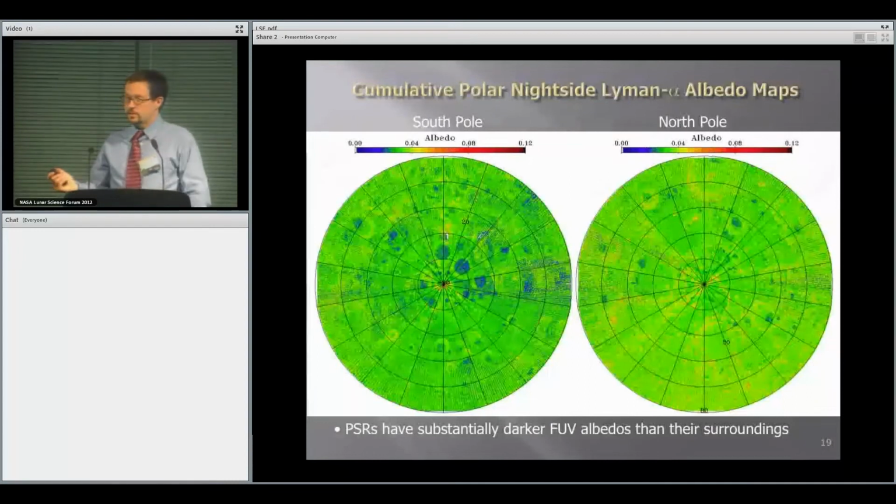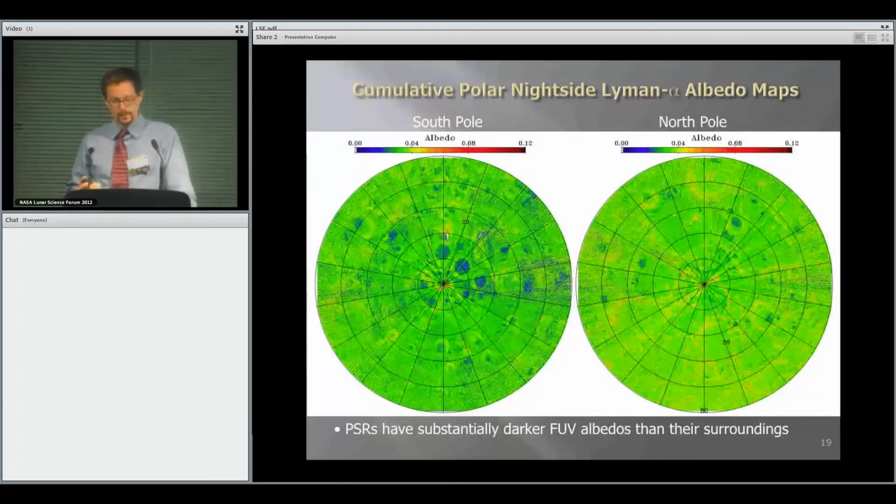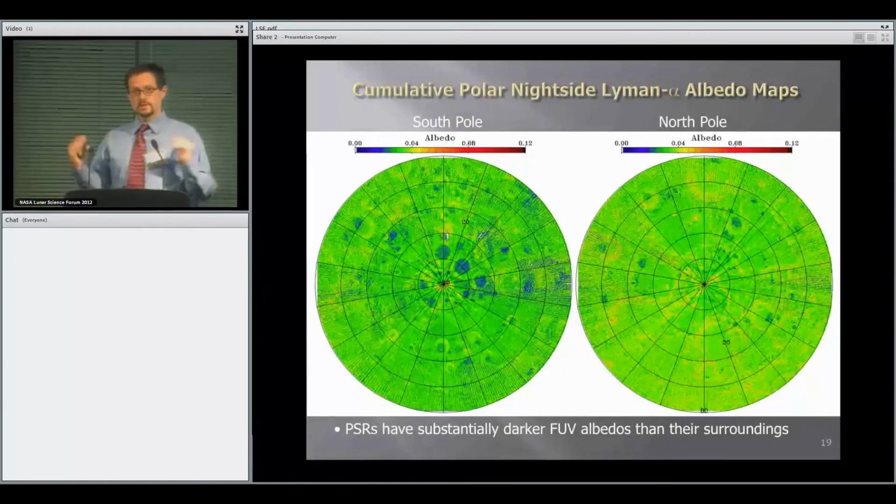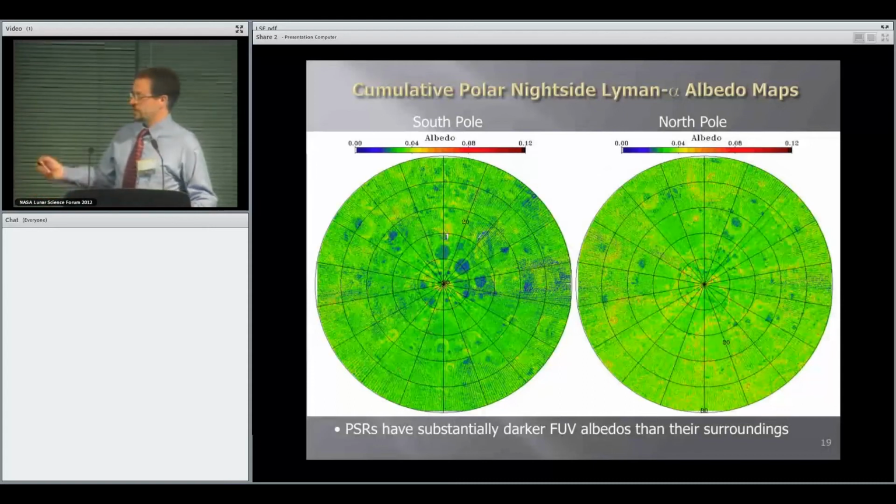So here's our cumulative nightside Lyman alpha albedo map, and you can see right away these blue features are lower albedos, and you see the familiar Haworth, Shoemaker, Faustini craters all in a row here. And this is a real change in albedo. It's not a shadow from a crater wall or anything like that. This is a real change in ultraviolet color, if you will. The North Pole shows similar darkenings, though they don't stand out as much. The PSRs are smaller areas there too, so they're a little washed out. But we see these features all over the place. Next slide, please.